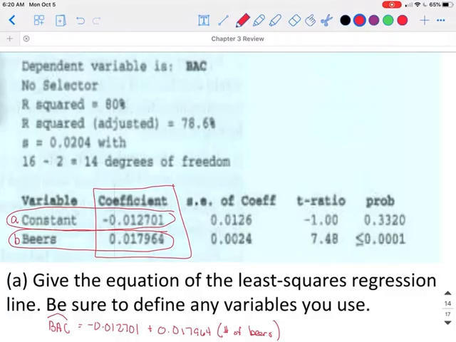Now, if you just want to write this with y's and x's, you would just write y hat is equal to and put an x at the end, but then you would have to define that x equals the number of beers and y is the blood alcohol content.